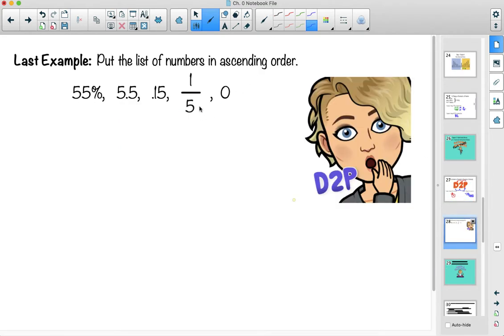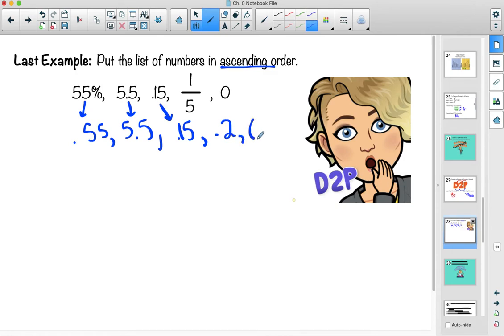So last but not least, if we want to put this list of numbers in ascending order, remember ascending means least to greatest, first thing we're going to do is get all the numbers into the same form. And my recommendation is decimal form when you've got a mixed list like this. So 55% is 55 hundredths. 5 5/10 is already a decimal. 15 hundredths is already a decimal. Oops, I almost missed the 1 there. 1/5, if I do that division, I'm going to get 2 tenths. And 0 is already in decimal form.